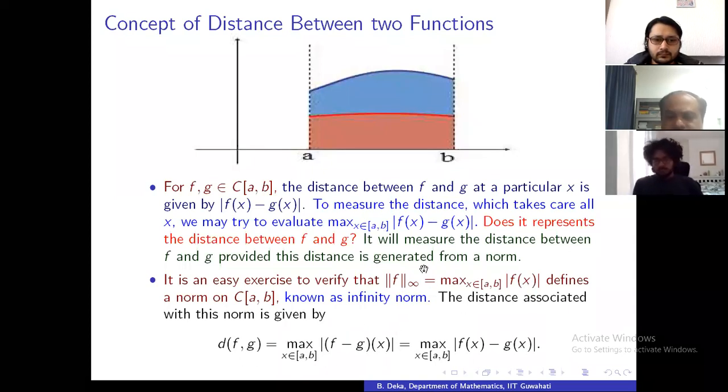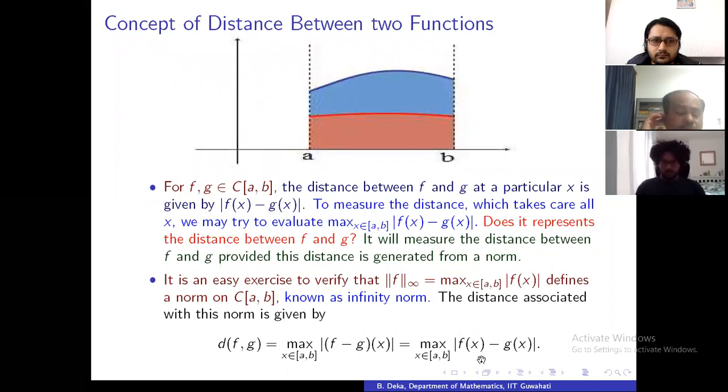So if you define the magnitude over C[a,b] by this formula, that will give you a distance between functions f and g, which will be given by the maximum of |f(x) minus g(x)|. So if you wish to measure the distance between two functions, we have a tool to measure that. How will we measure? We'll measure by this formula.